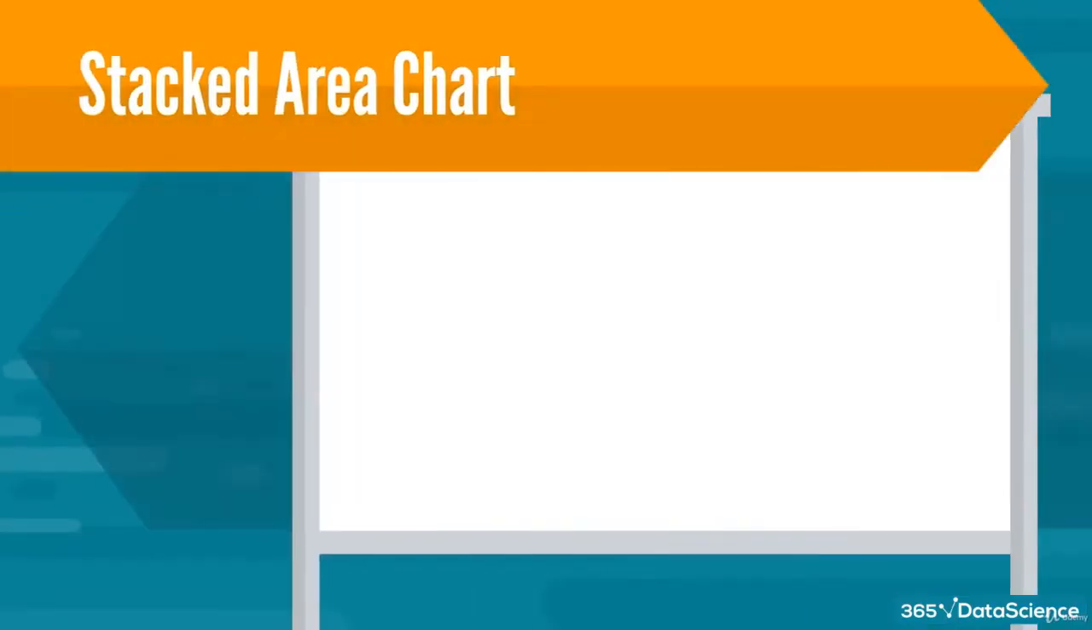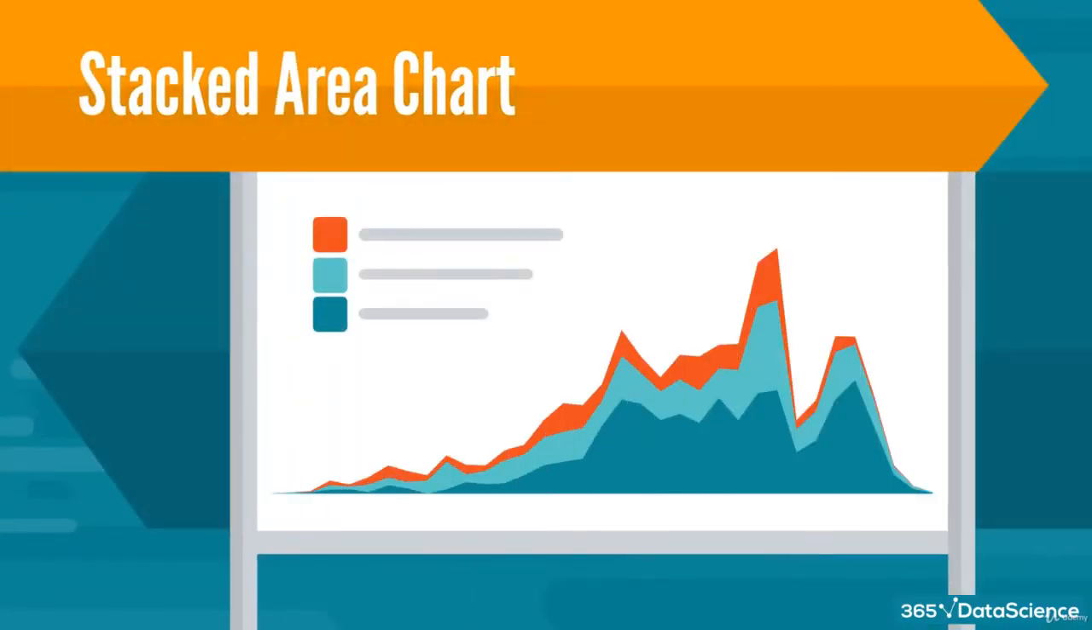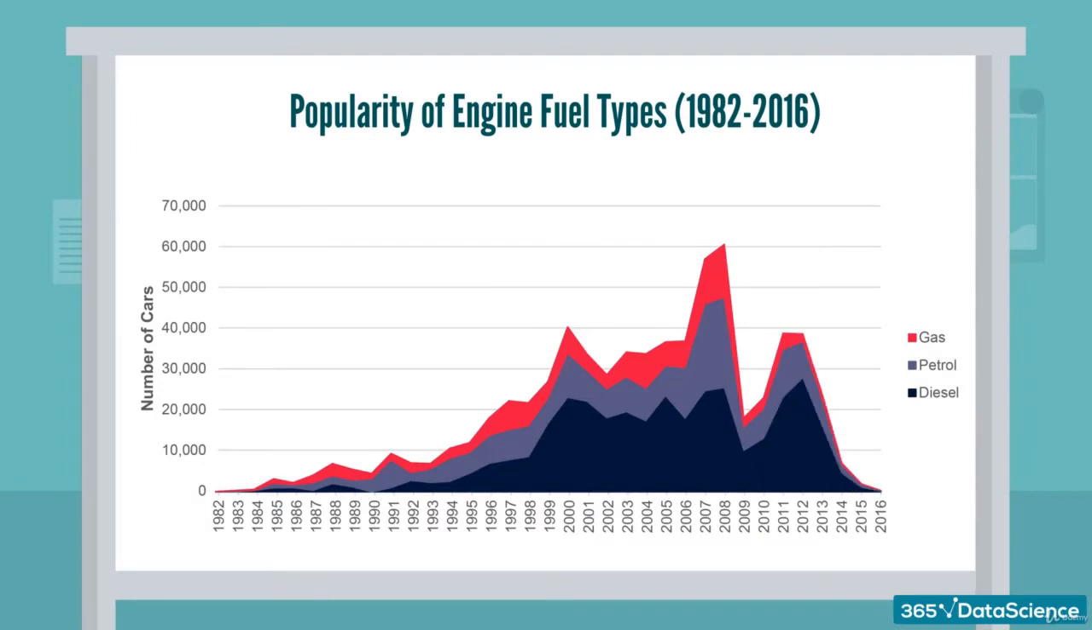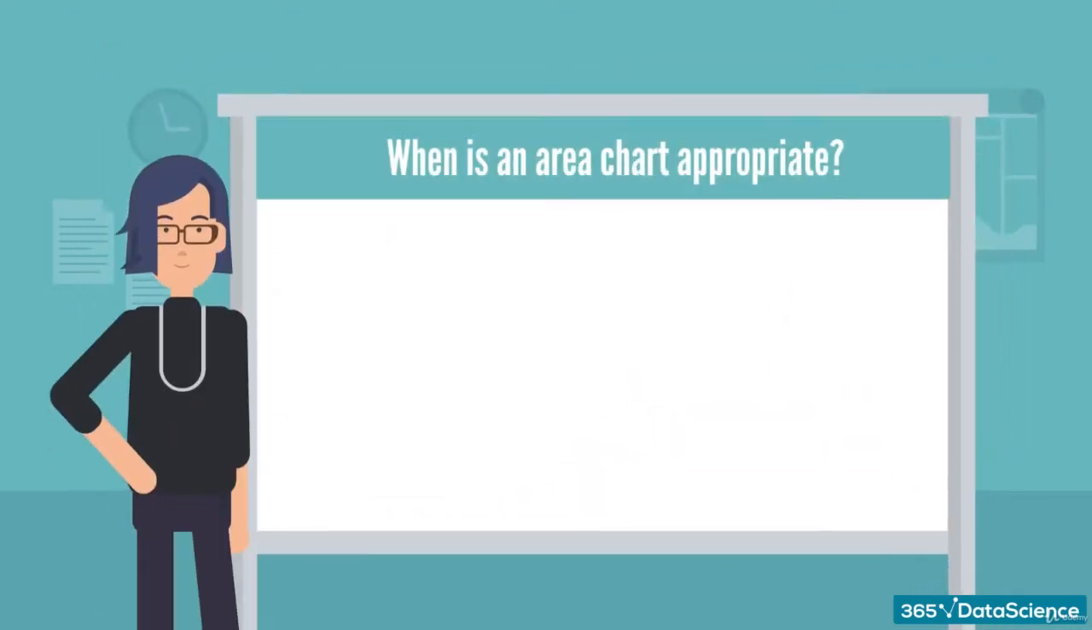Welcome to the final lecture on area charts. We've already honed our skills by creating an area chart based on our car data in different environments. What we haven't discussed so far is, how do we know when an area chart is appropriate?